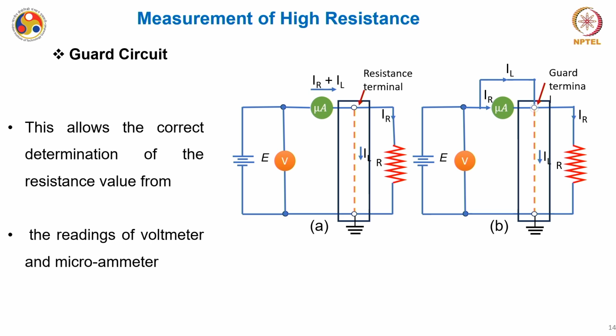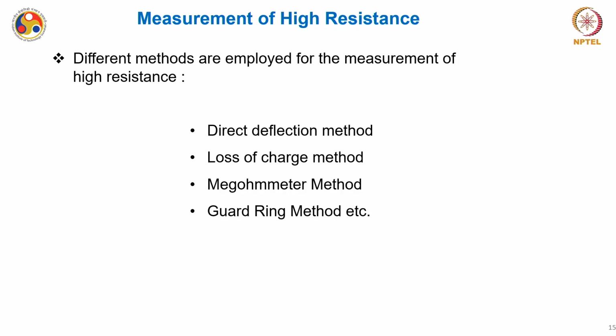So using this guard circuit, you are now able to measure the actual value of the resistance by calculating the voltage and the current flowing in the voltmeter and ammeter respectively. So this is the concept of guard circuit, and we will be using it regularly in this class. There are different methods which have been employed for measurement of high resistances. This includes generic methods like the direct deflection method. We also have a very important method, that is the loss of charge method. Then there are other methodologies like megohmmeter method, guard ring method, and so on.